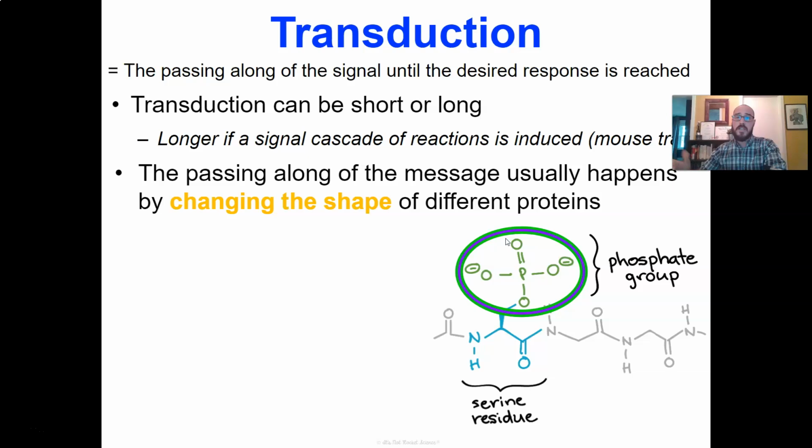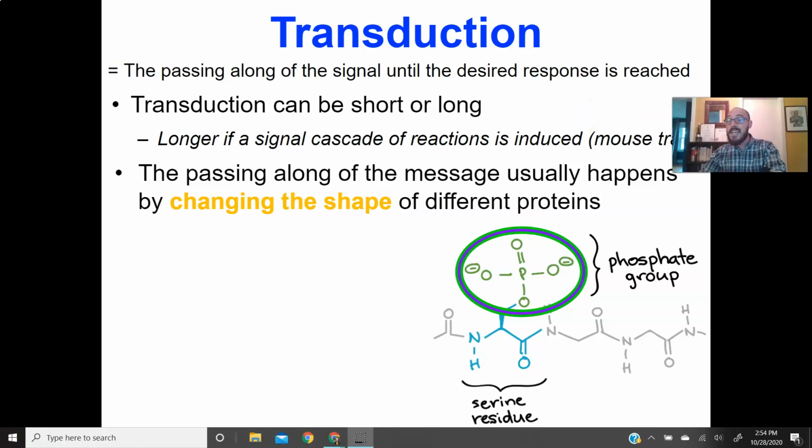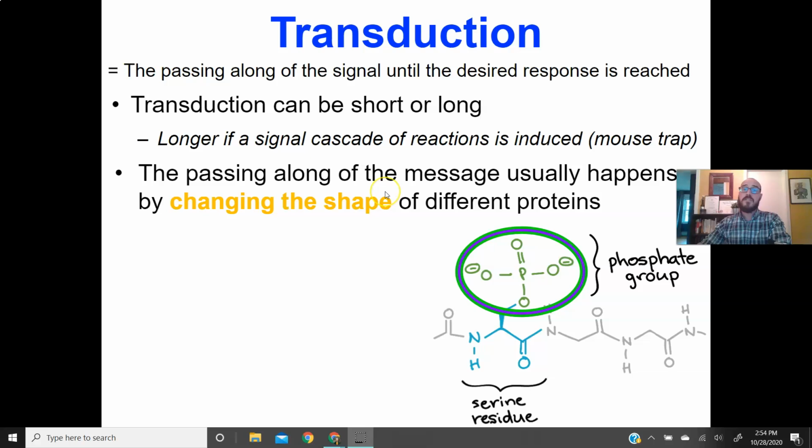All right, so what's our next step here? That is transduction. So what's up with transduction? This is the complicated part of this whole thing. What does transduction mean? It means you're passing along that signal that you sent until the desired response is reached. So, sorry guys, this can be a long process or a short process. A lot of times there's a whole cascade of little molecules bumping into other ones, enzymes grabbing things, moving things, changing things, etc. So this is really the mousetrap part of this whole thing.